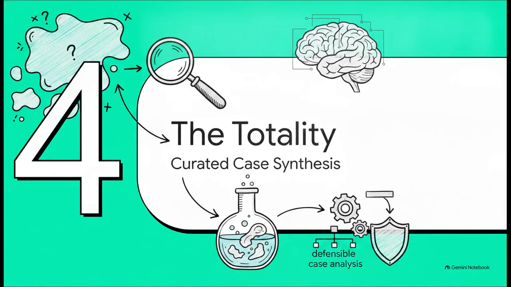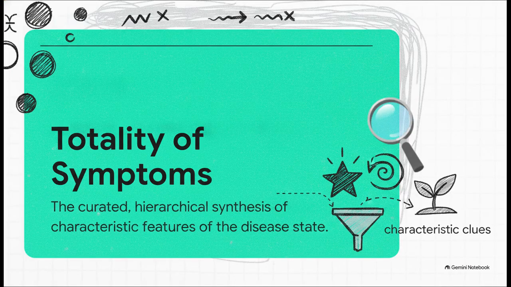Which brings us to part 4, constructing the totality. So now that we have all this raw data gathered up, how does it actually get curated into a defensible case analysis? The answer is the totality of symptoms. Now, a really common misconception is that the totality is just a giant data dump of every single reported symptom from the interview. Actually, scratch that, it's absolutely not. It is a highly curated hierarchical synthesis.